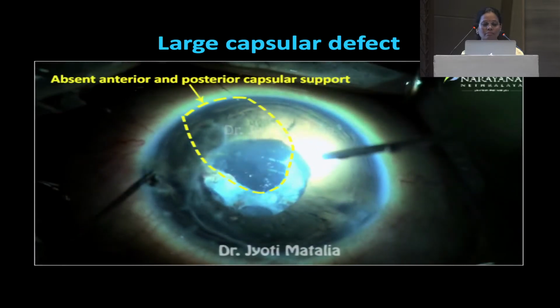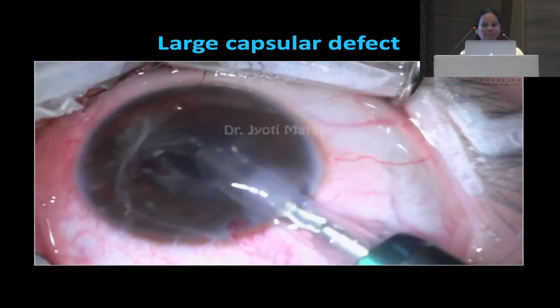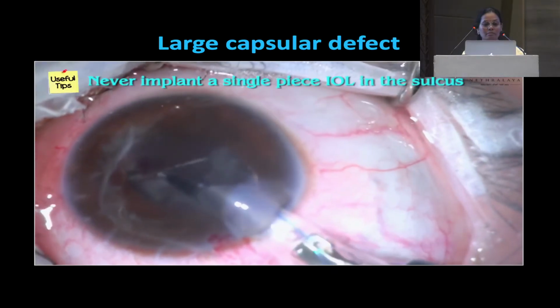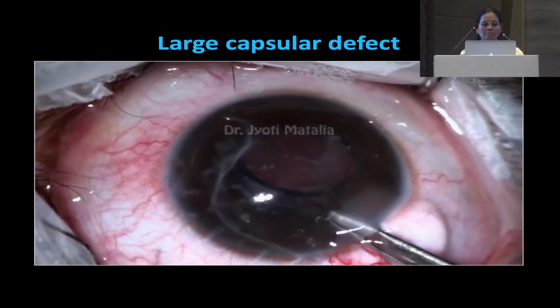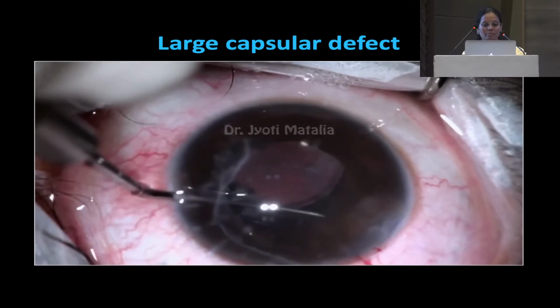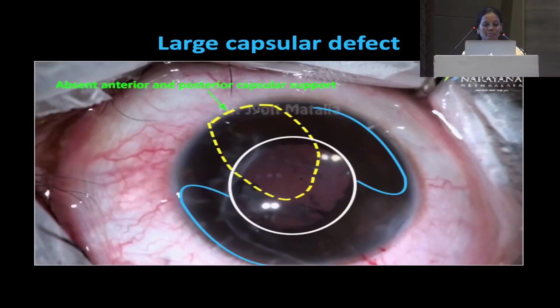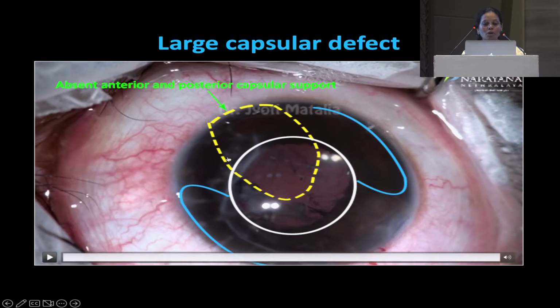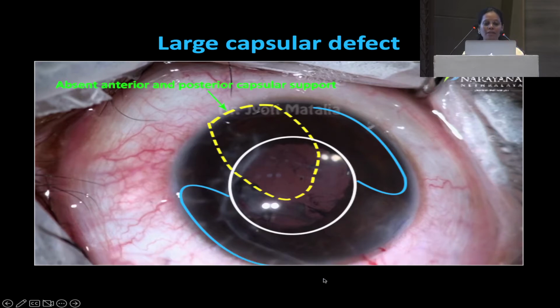Keeping in mind this capsular defect, a foldable 3-piece IOL was then injected in the sulcus with minimal manipulation, to be placed over the leftover scaffold of both the capsules to allow the best stability for the IOL. This is the final position of the IOL with a vision of 6 by 6. What you can see is I have not rotated or dialed the lens. You have to try to nudge it in because you cannot dial. This can slip out. There's an area of absent anterior and posterior capsular support. And secondly, remember that if you're putting it in the sulcus, it has to be a 3-piece lens. You cannot put a single piece in the sulcus.